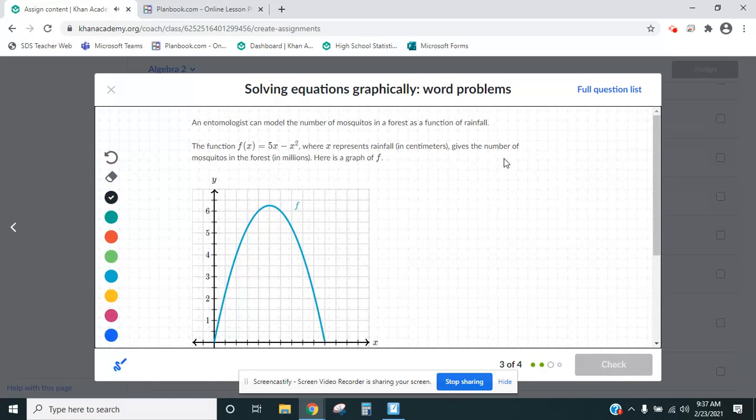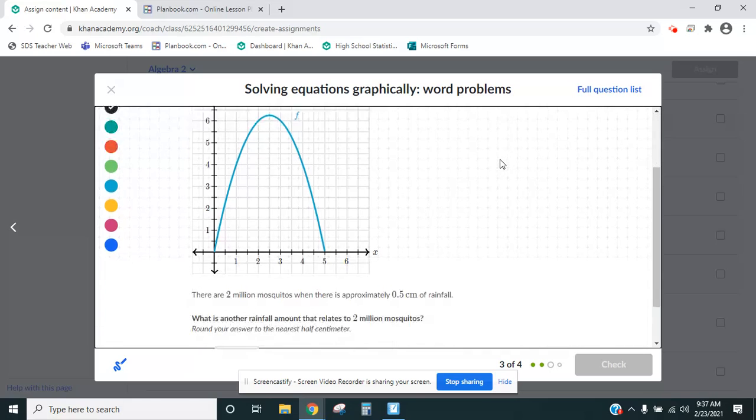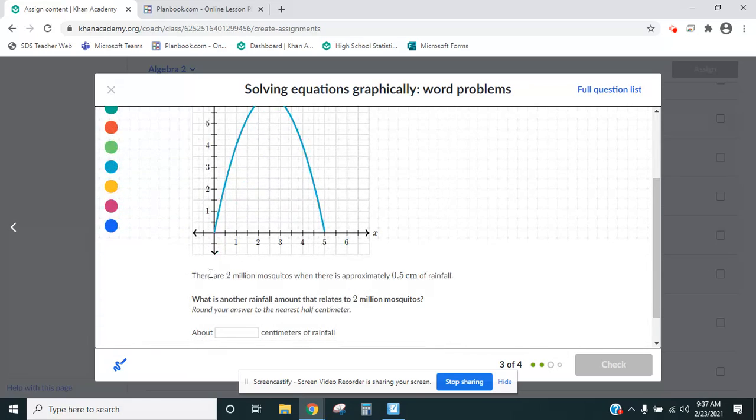Let's do two more. The function where X represents rainfall gives the number of mosquitoes in the forest. Here's a graph. It says there are 2 million mosquitoes when there is approximately a half a centimeter of rainfall. Half a centimeter of rainfall is down here on this axis. There's your half, 0.5. We go up. About 2 million mosquitoes. That's a lot of mosquitoes.